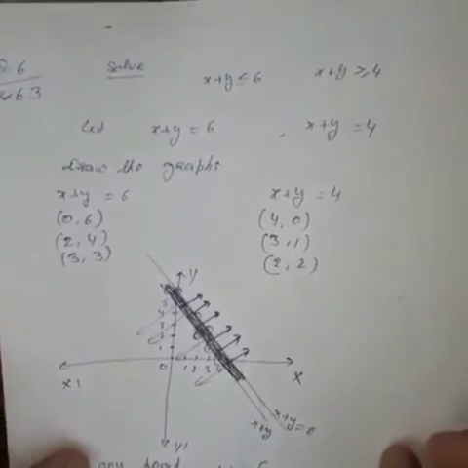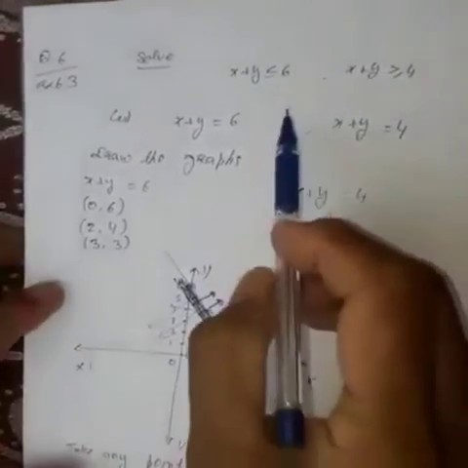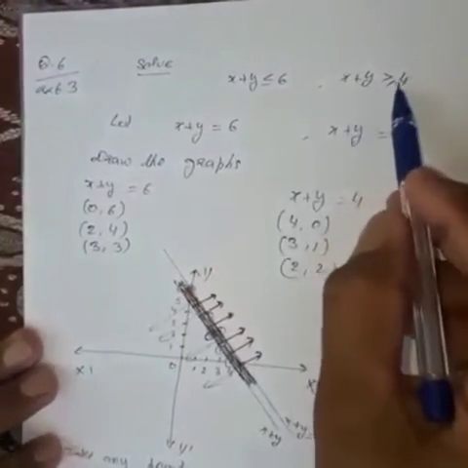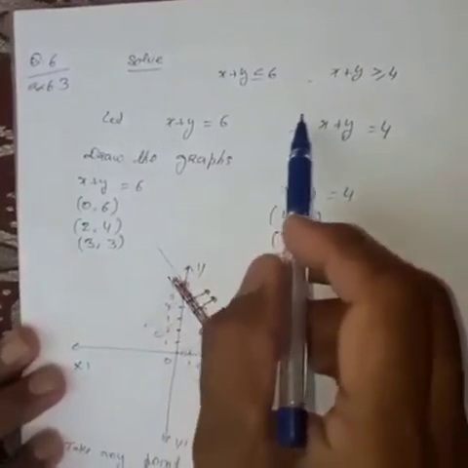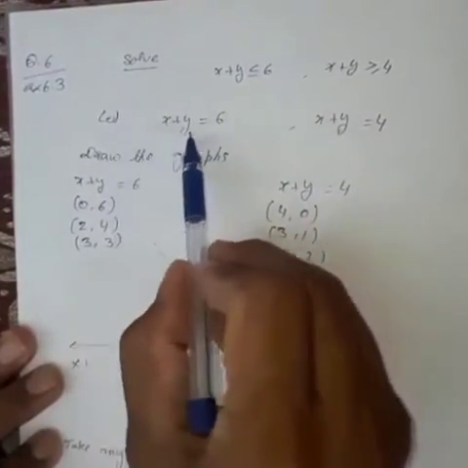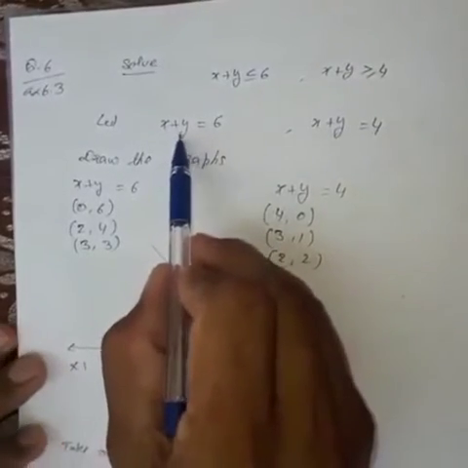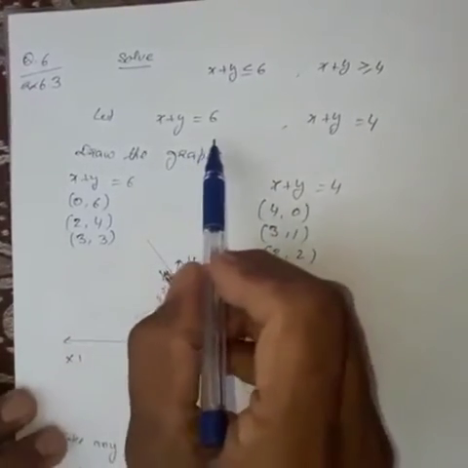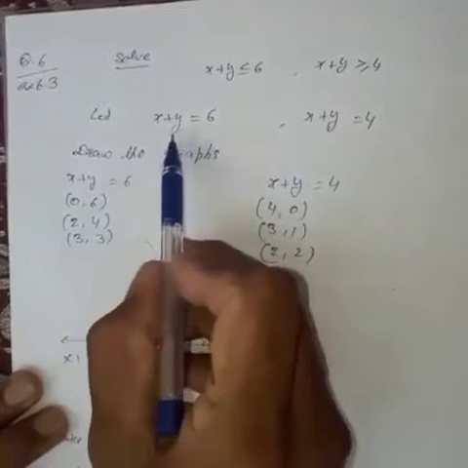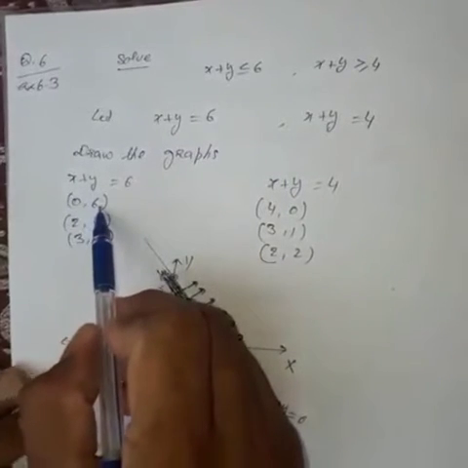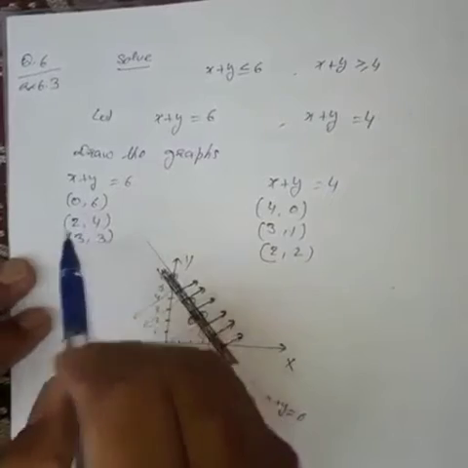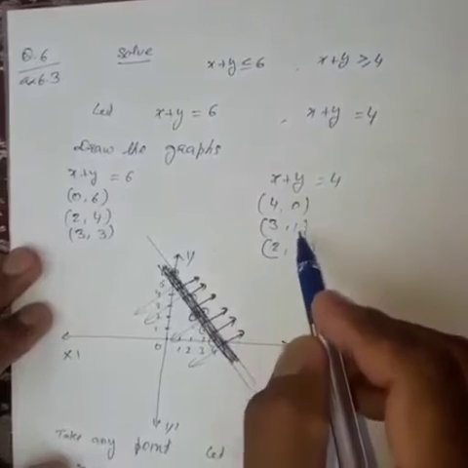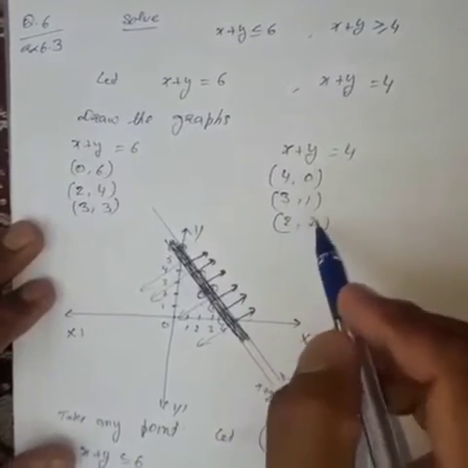It is question number 6 of exercise 6.3. Now there are two inequalities and you have to solve x plus y less than or equal to 6, x plus y greater than or equal to 4. So before solving we need to assume equations for the graph. Let x plus y equals 6, and let x plus y equals 4. Now you have to find three solutions for each line. You put x = 0, the corresponding value of y is 6; (2, 4) and (3, 3). Similarly, three solutions for this line: you start putting values of x and find the corresponding value of y: (4, 0), (3, 1) and (2, 2).